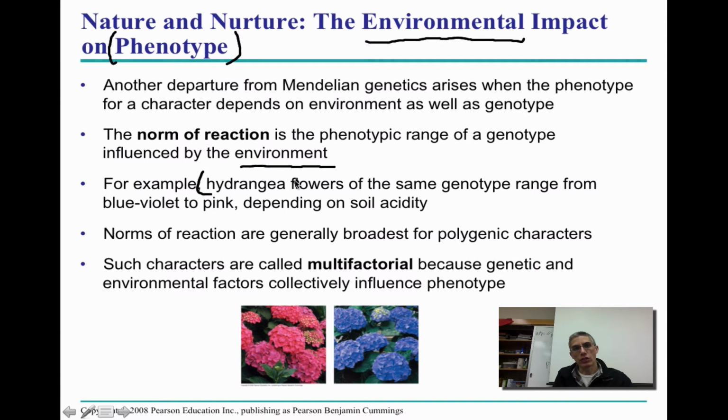Now, the hydrangea flower is actually a good example of this, because even though we have genetically determined colors in these particular flowers, the acidity of the soil can influence whether this flower ends up being a really deep pink color or a very purple or sort of blue color. And it's all based on whether the soil is very acidic or very basic. So norms of reaction are generally broadest for polygenic characters. Such characters are called multifactorial because genetic and, again, environmental factors are going to collectively influence the phenotype that you're going to see in that particular organism.